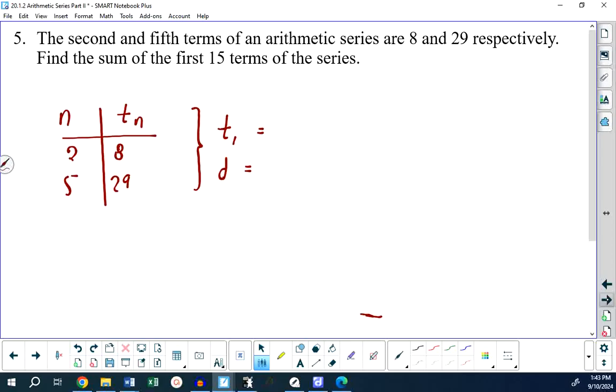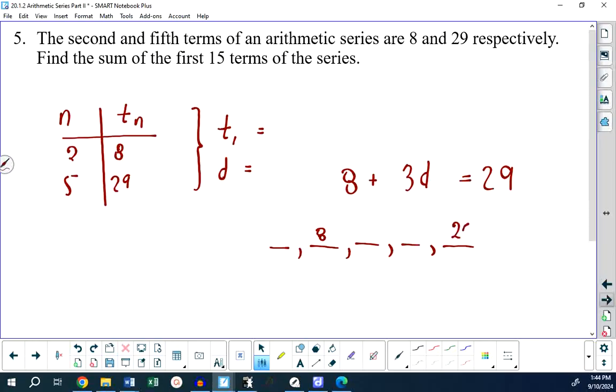The idea is if I take 8 and I add 3 common differences, I have to get 29. Why 3? Because I'm going from the second to the fifth term. Maybe it benefits you to write blank, 8, blank, blank, 29 to help you visualize that. But to go from the second term, which is 8, to the fifth term, which is 29, requires you add 3 common differences. So, again, we're into an algebra thing here.